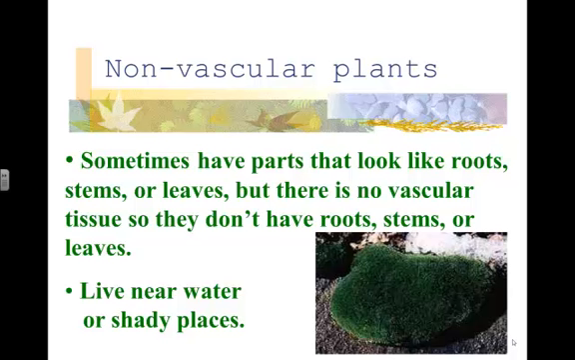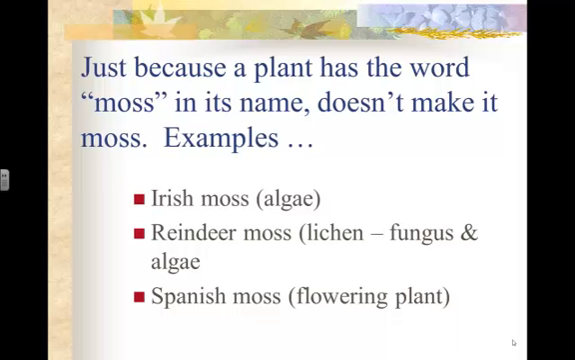Sometimes the moss is going to have parts that look like roots, they look like stems, they look like leaves, but there is no vascular tissue, so they don't have roots, stems, and leaves, which means that a true root has vascular tissue inside of it. A true stem has vascular, has xylem and phloem in it, and a true leaf is going to have xylem and phloem. They're going to live near water. They're going to live in shady places where it's not too sunny, just where you went, hopefully, and found your moss for your moss terrarium.